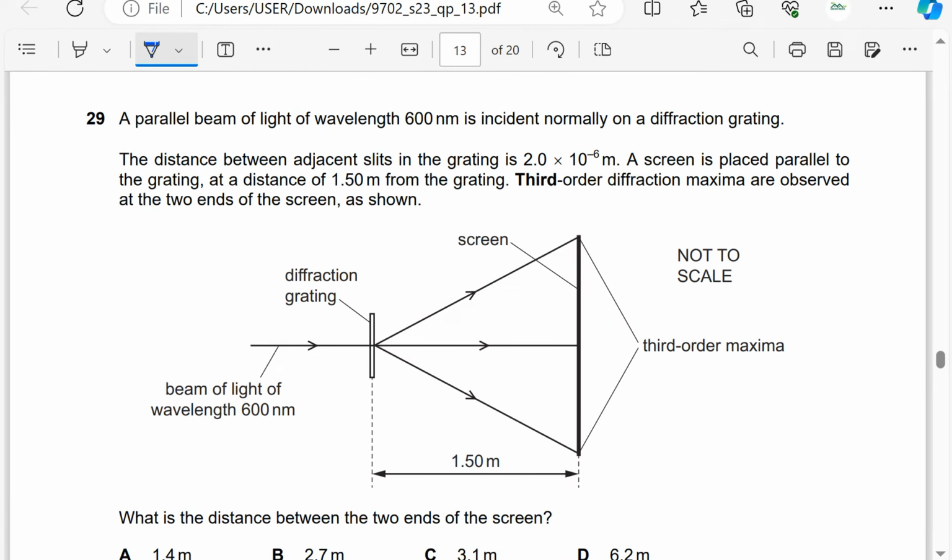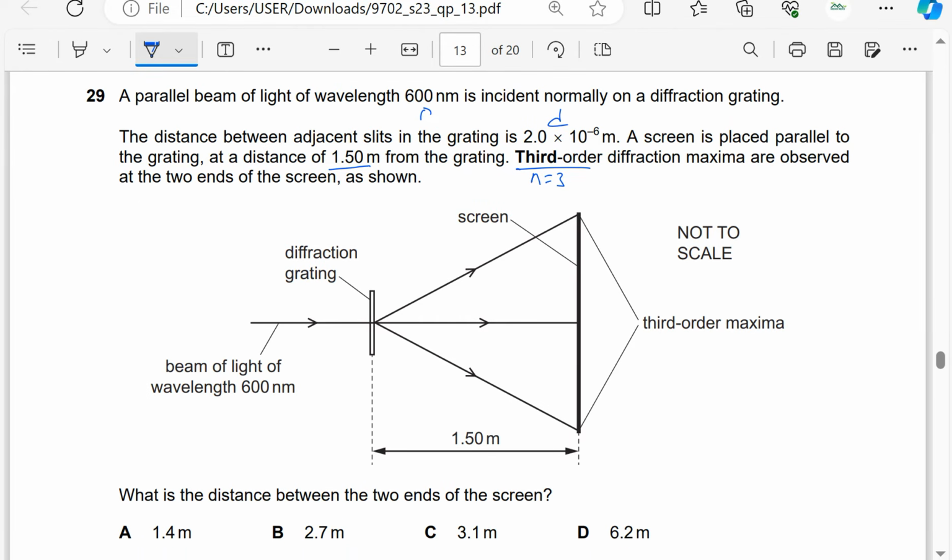A polar beam of light of wavelength 600 nanometers is incident normal on a diffraction grating. The distance between adjacent slits, so this is wavelength, the distance between adjacent slits, so this is going to be D for the grating, is 12 times 10 power minus 6. A screen is placed parallel to the grating at a distance of 1.5 meters from the grating. The third order, so this is small n is 3, diffraction maxima are observed at the two ends of the screen. What is the distance between the two ends of the screen?